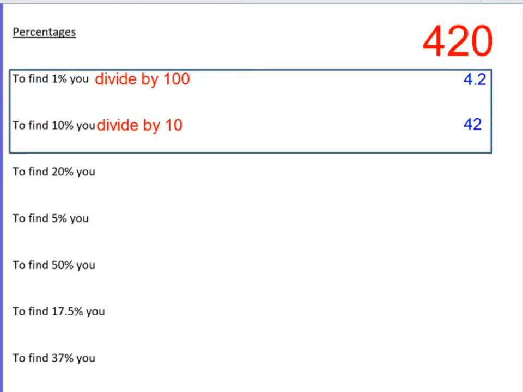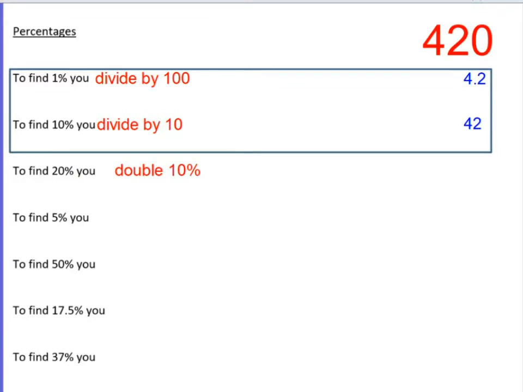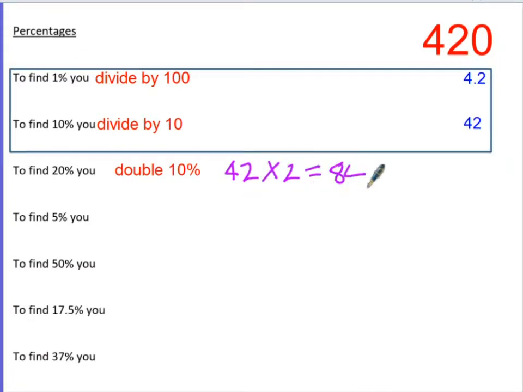Now that we know these two, we can find anything else. For example, if we want to find 20%, what we can say is, well, if you get 10% and double it, you must have 20%. So in this example, 10% is 42. So if I do 42 and double it, I get 84. So 20% of 420 is 84.